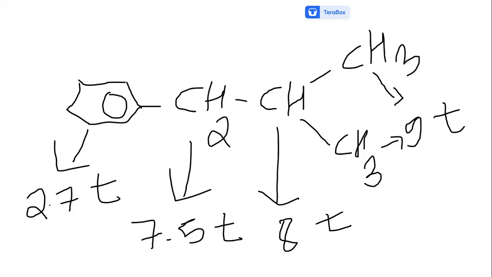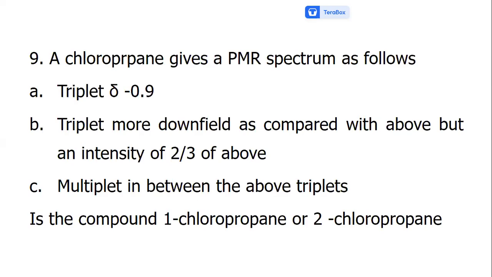You should remember the tau value and delta value of ring, methylene, methyl proton, and methane proton. A chloropropane gives a PMR spectrum as follows: triplet at delta 0.9, a triplet more downfield as compared with the above, and a multiplet in between the above triplets, with an intensity of 2 or 3 of the above. Is the compound 1-chloropropane or 2-chloropropane?